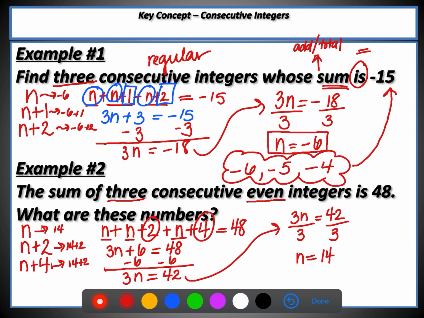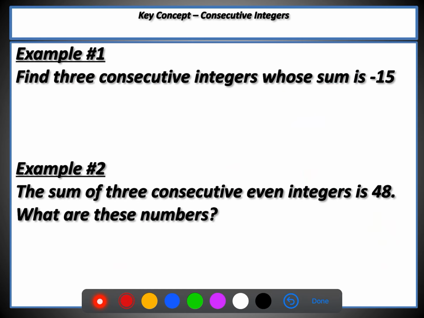An additional check for this type of problem, your answer should be even. Make sure, did I get an even number? Yeah. Okay, so my final answers: 14, 16, 18. Okay, listing all of the numbers. Okay, and again, make sure they're all evens, add them together, make sure that you get 48.